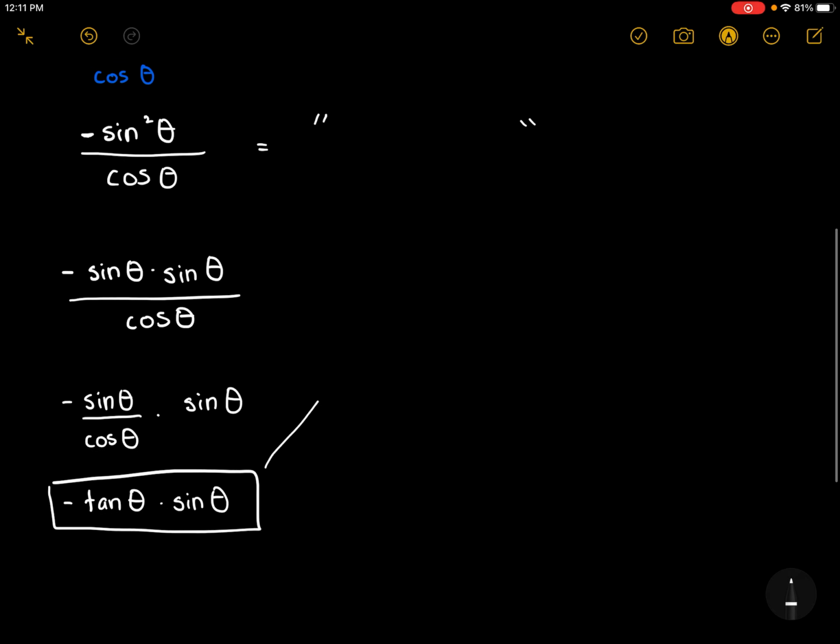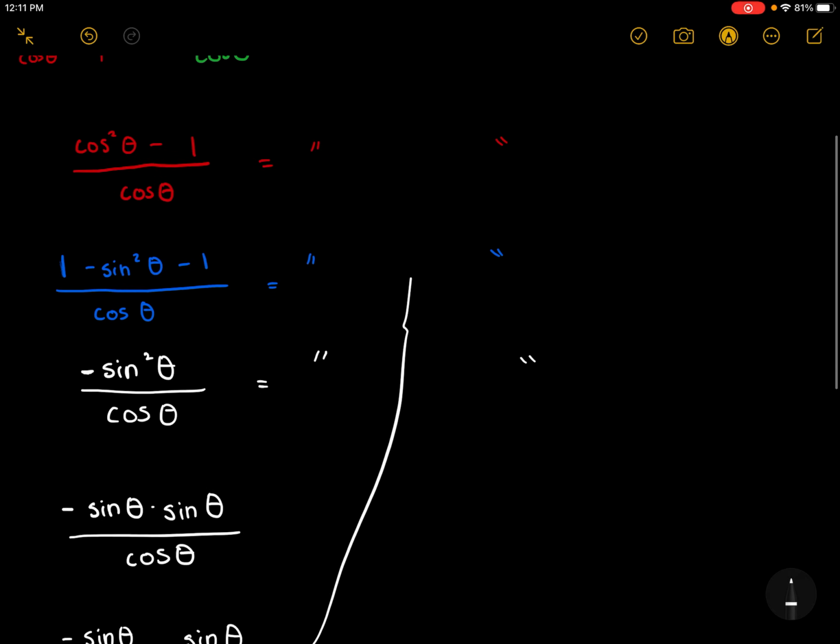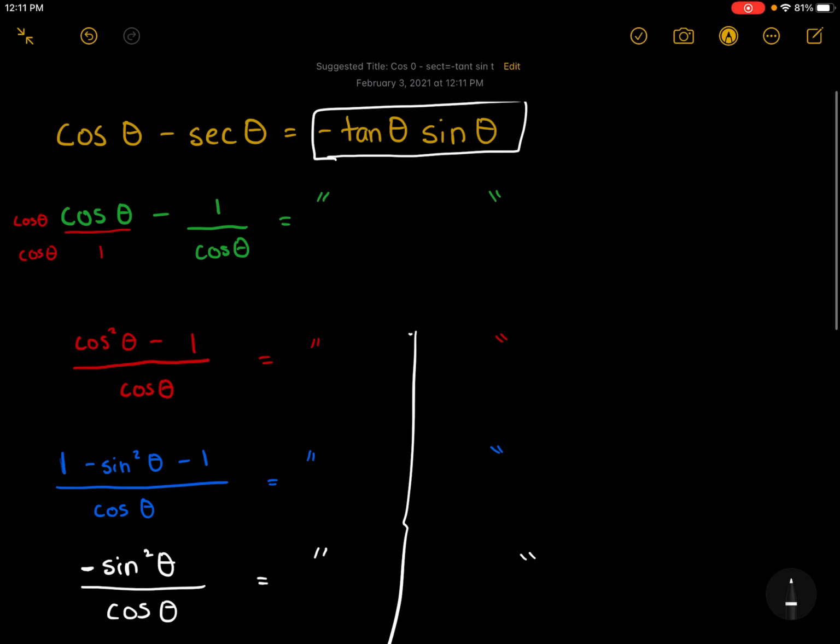So all the way back up here is going to be the thing that we were looking for. Negative tangent theta, sine theta. So that is our video on proving trig identities. My recommendation to you is to do lots of practice on these. The general steps are, again, work the more complicated side. When possible, turn everything into sine and cosine. And don't forget your algebra steps for getting common denominators and factoring. All right.